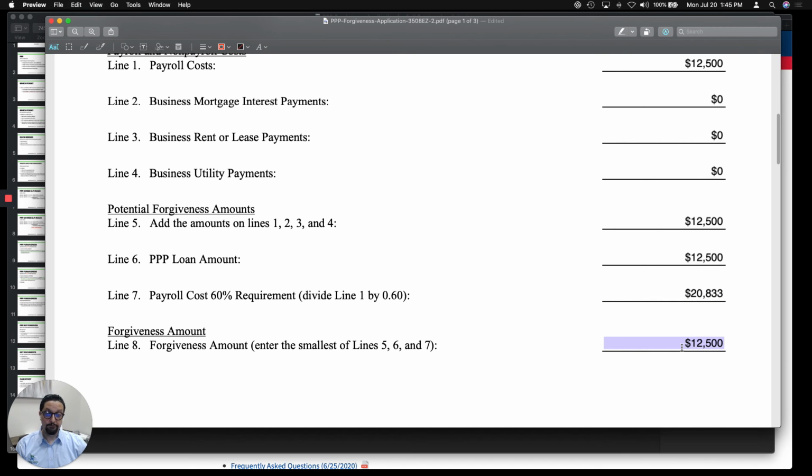So your forgiveness amount is the smallest of lines 5, 6, and 7. So from these lines, what is the lowest number? That is your PPP forgiveness amount.